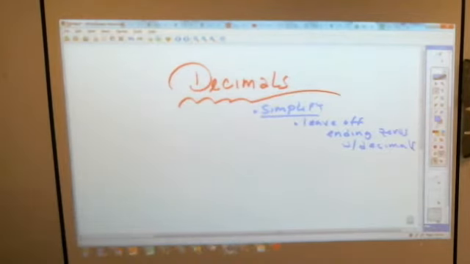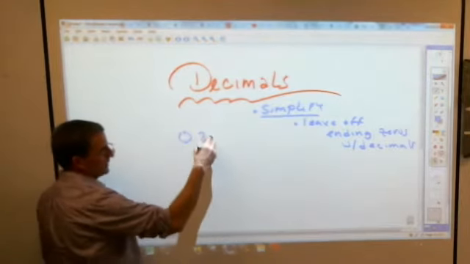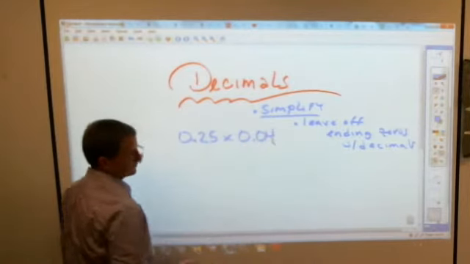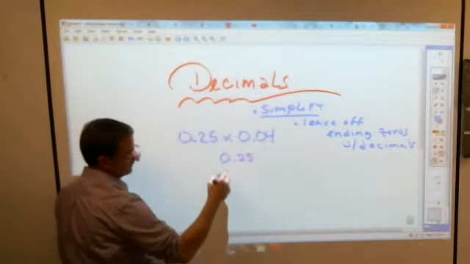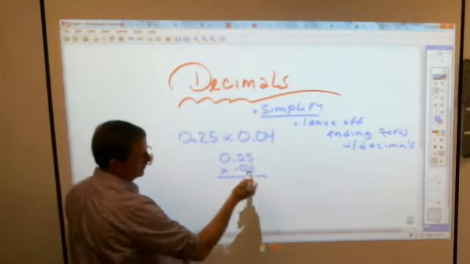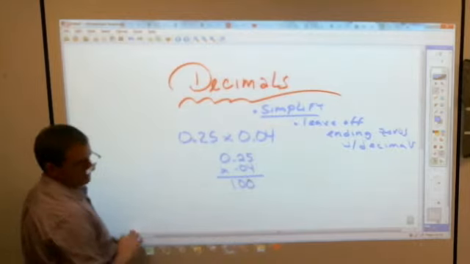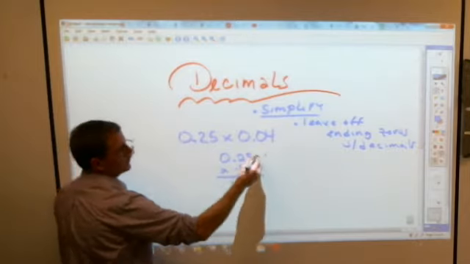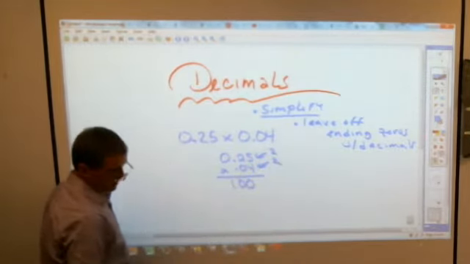Let me give you an example. If you multiply this, let's say our problem is 0.25 times 0.04. If I multiply that out, by the way, the decimals don't have to line up. In this case, they did. 4 times 25 is 100, right? Where's my decimal go? Well, there are 2 decimal places there and 2 decimal places there for a grand total of, Charlie.